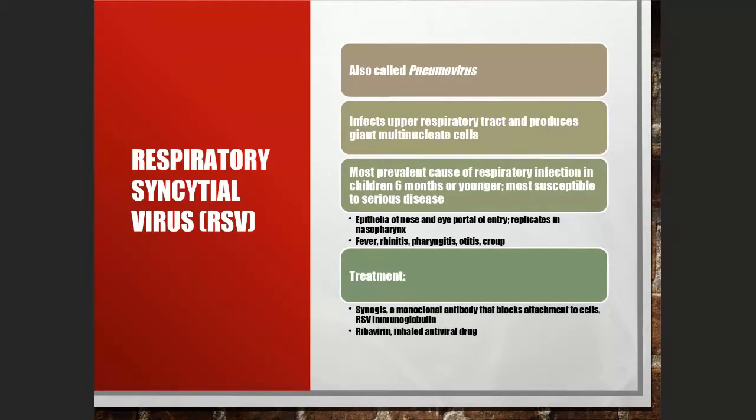And the last one for this group is called the pneumoviruses. From the name, this virus infects the lungs, and some of the lung cells become giant cells. It's called syncytium, or syncytial cells, where many cells combine together because of this virus and become a giant cell that has many nuclei, a multinucleate cell. These are some of the symptoms: fever, rhinitis, pharyngitis, otitis, and also croup. This is mostly in children and babies.